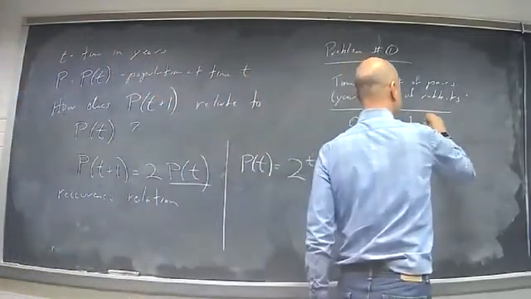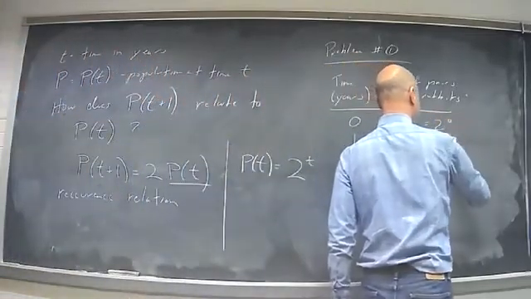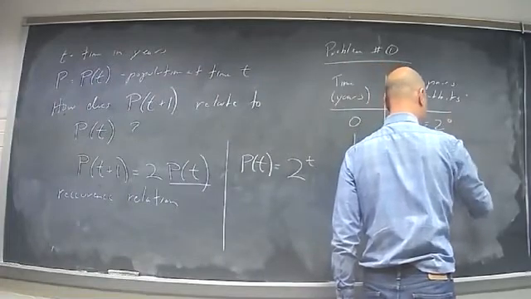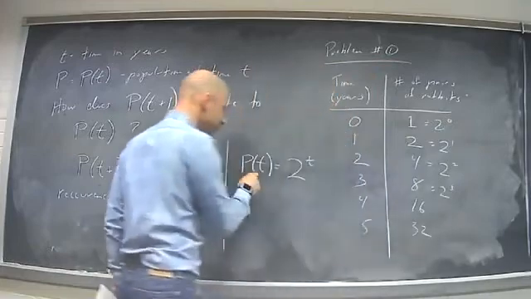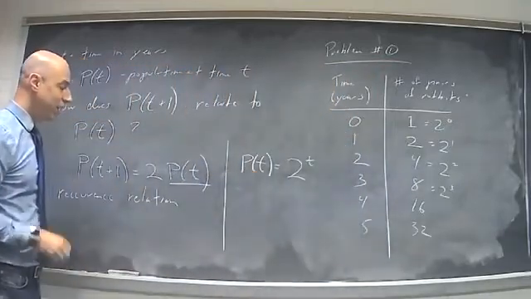1 equals 2 to the 0. 2 equals 2 to the 1. 4 equals 2 squared. 8 equals 2 cubed, and so on. This is called a formula for P in closed form.